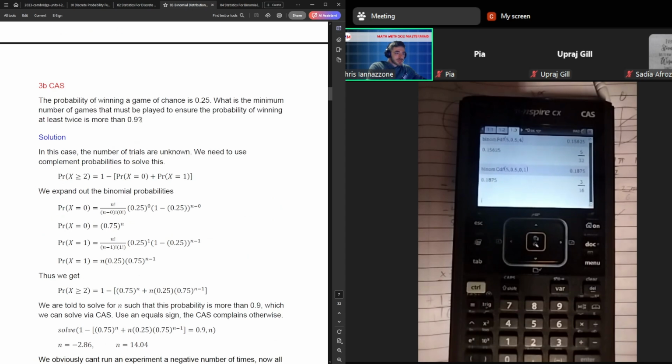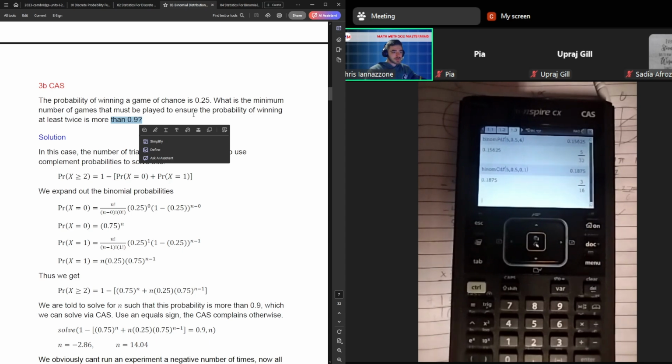However, where this becomes a lot nicer is when we're not told n in this situation, anywhere. We're told p is 0.25. n is what we're trying to solve for. And to do that, we're given a target probability, which is winning at least twice, so x being greater than or equal to 2, and we want that target probability to be summing up to 0.9.